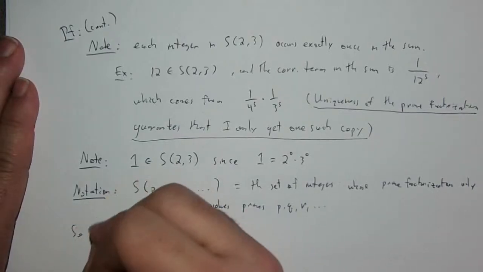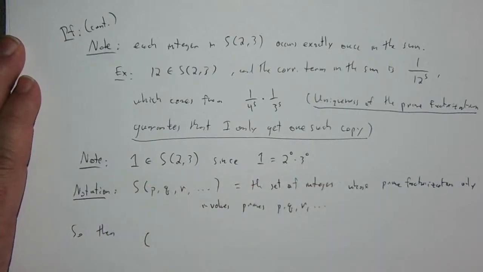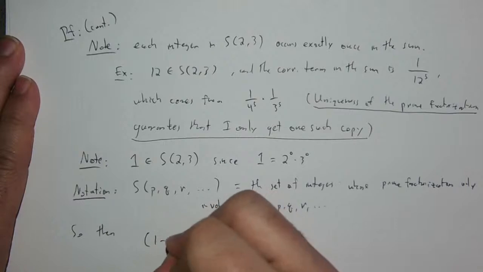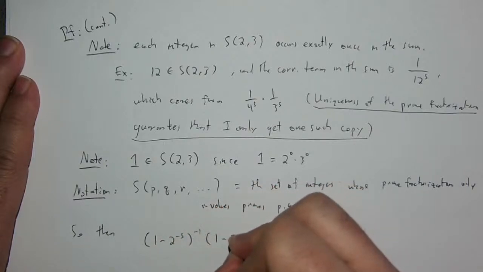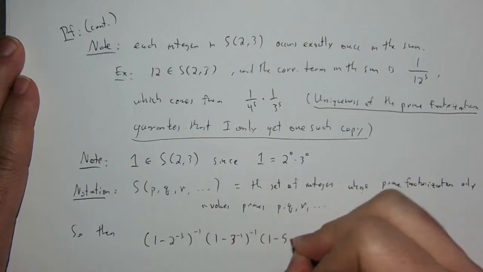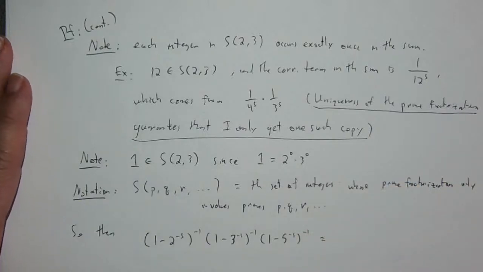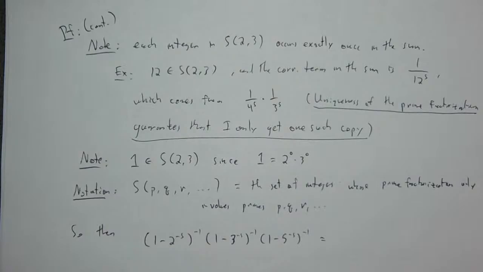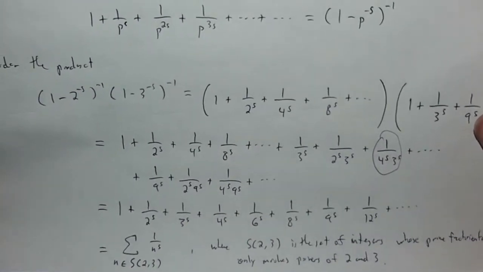So then using this notation, if I were to tack on one more to this product, 1 minus 2 to the minus s to the minus 1 times 1 minus 3 to the minus s to the minus 1 times 1 minus 5 to the minus s to the minus 1. If I tack on and recombine, how's that going to change what I have here?